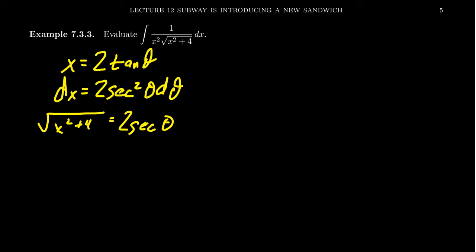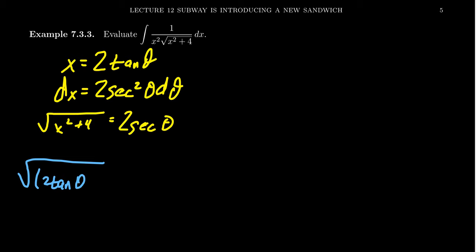Because tangent and secant are just BFFs, right? They're best friends forever. So by starting with a tangent substitution, it's going to turn the square root into a secant. You can follow that sort of just on faith. Or if you want to see a little bit more of a justification, there's certainly an algebraic way of seeing this, mostly just by plugging in 2 tangent for x.